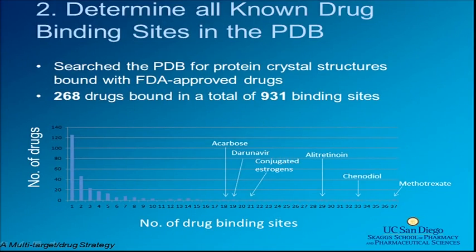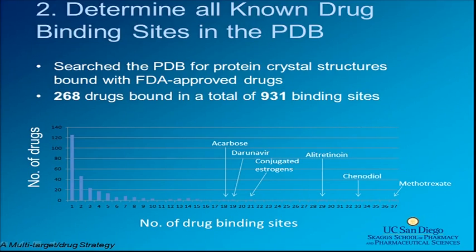And then what we want to do is we want to say, what are all of the drug binding sites? If we take all the FDA drugs and we look at everything that they bind to that we know, and we take those binding sites, let's look for all of those binding sites in the TB proteome. So we're just looking in this database of all protein structures, and many of them have FDA drugs bound to them. In fact, there are 268 FDA drugs in that database, and they're bound to 931 binding sites.